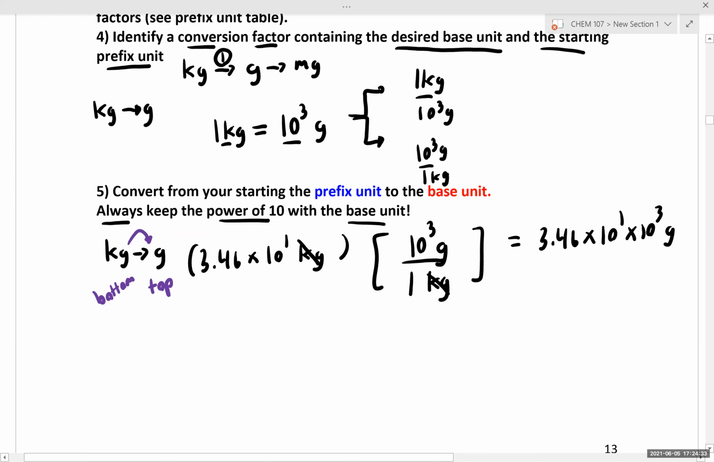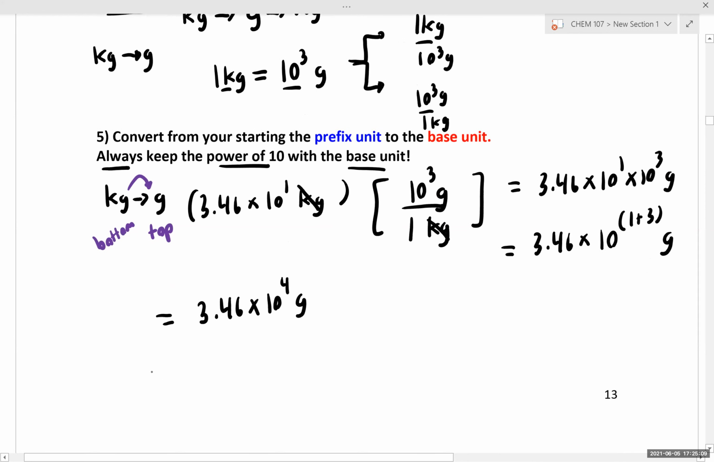Now, when you're dealing with multiple powers of 10 and multiplying powers of 10, you can simply add the two exponents together. So we have at the end of our first conversion step, 3.46 times 10 to the fourth gram. If you're uncomfortable with this step, you can multiply everything out and then just rewrite the number into scientific notation.